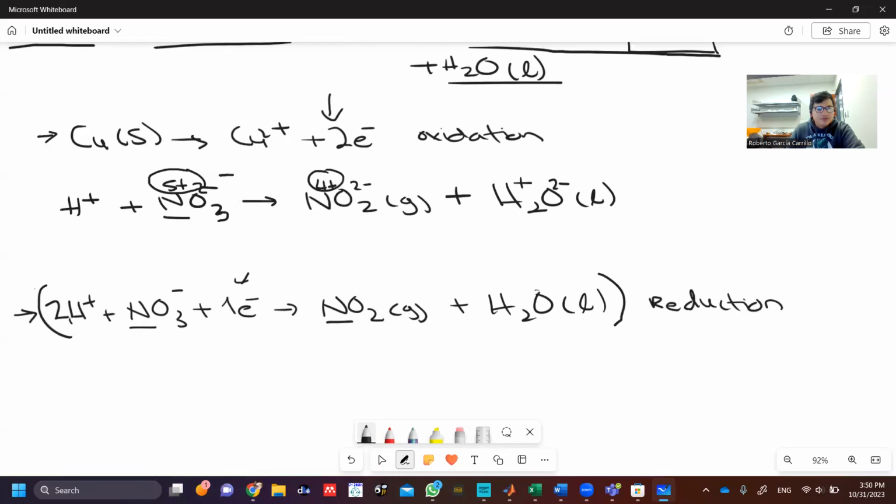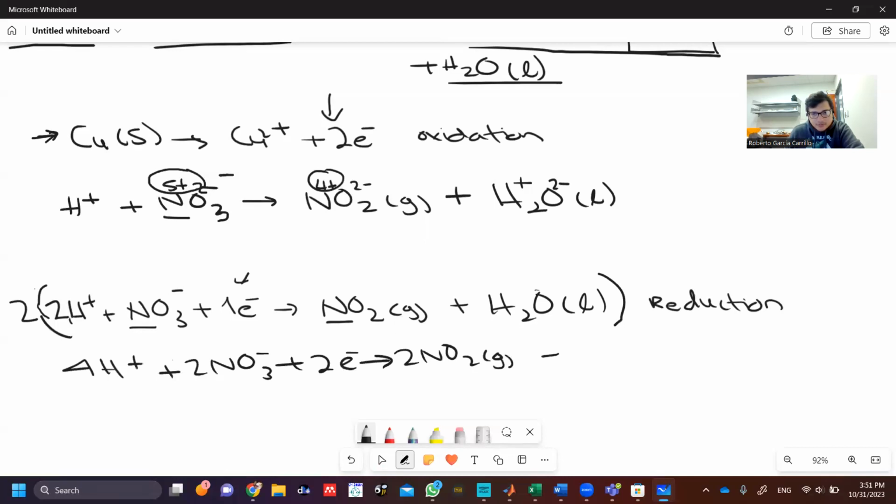2 of these reactions have to occur for one of the oxidation. 2 reductions for 1 oxidation, meaning that you must multiply this by 2. And this gives us 4 protons plus 2 nitrate ions plus 2 electrons equals 2 NO2 gas plus 2 water molecules. And this is a complete reduction reaction.